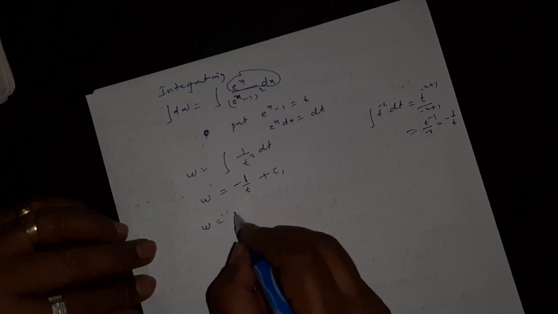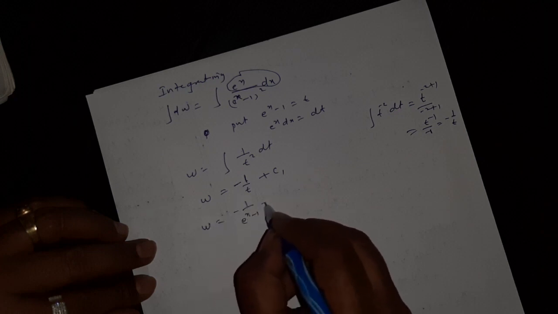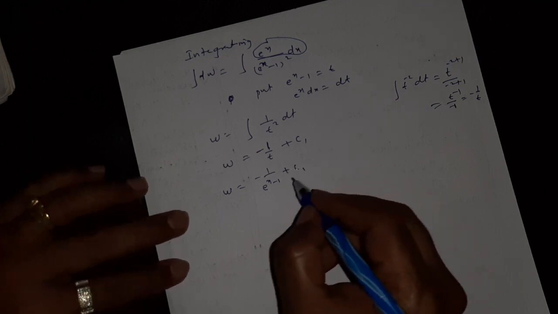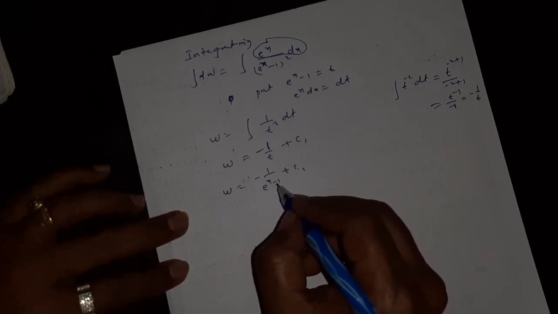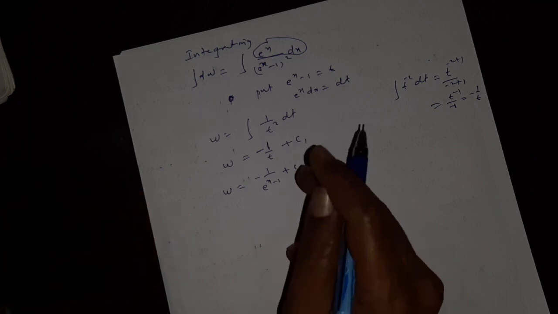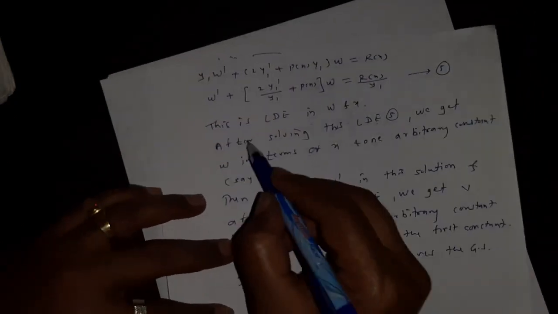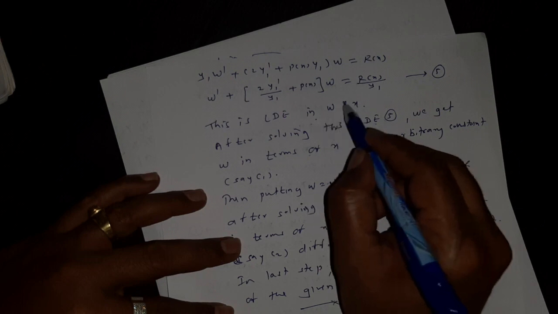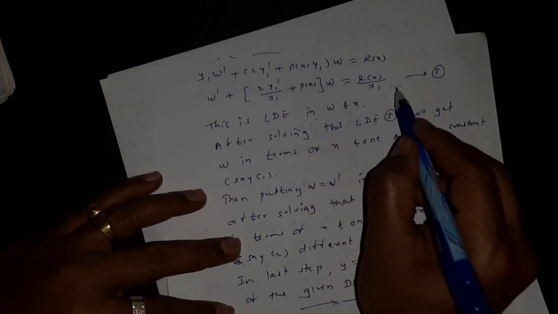Then substitute t, what is it? e raised to x minus 1 plus constant. So here, what we have? w in terms of x and 1 constant. This is what? A linear differential equation, or a differential equation in variable separable form.